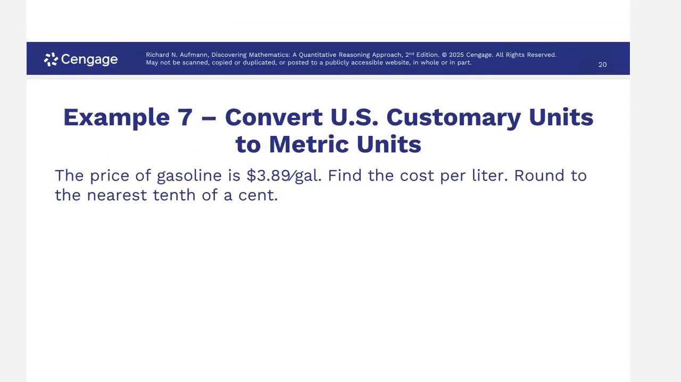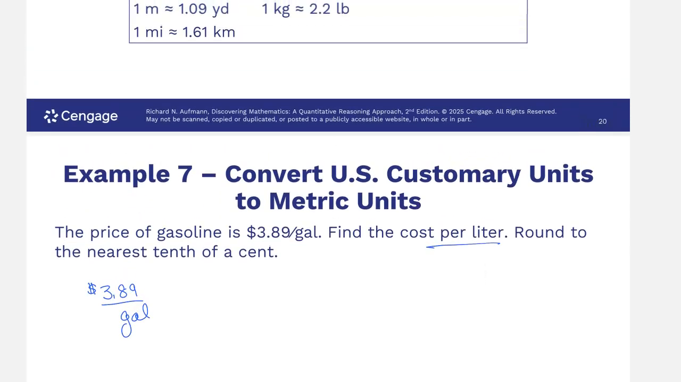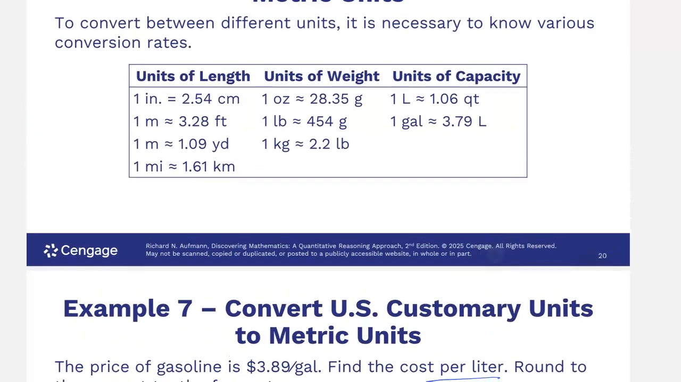So let's look at a few examples. In this example, we have the price of gas as $3.89 per gallon. We want to find the cost per liter. So it's $3.89 per gallon. So per means divide. So we've got that set up. And we want to go to per liter. We know there's a relationship between them.